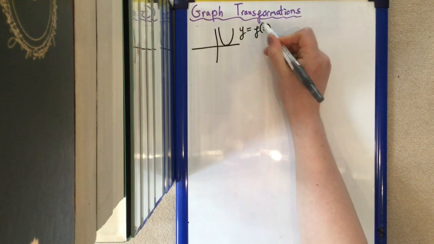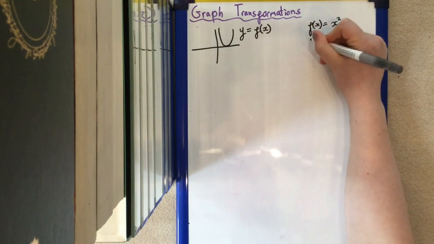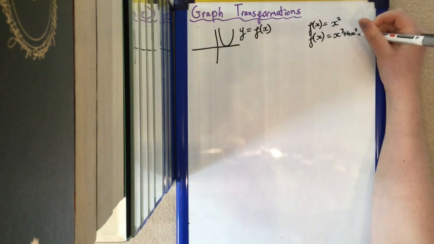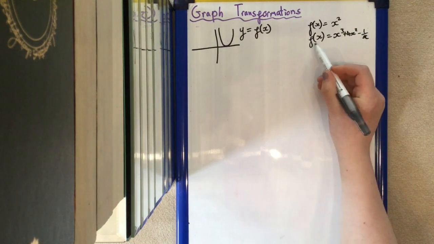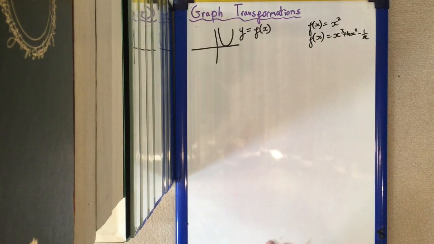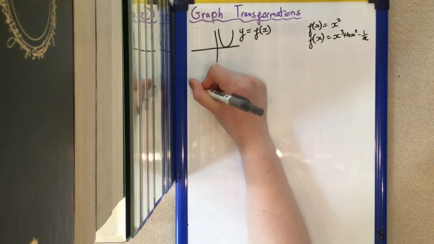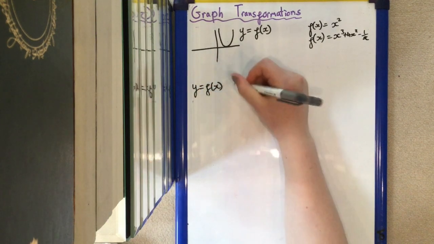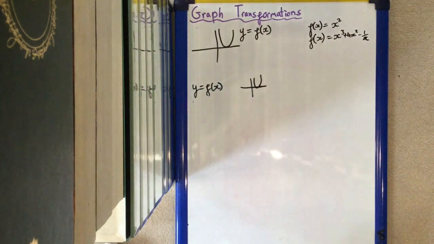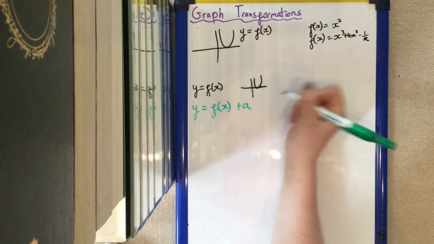Now this means any function of x, so f of x could equal something like x squared, or it could equal something like x cubed plus 4x squared minus 1 over x. Either way, f of x just refers to a function of x. To transform this graph, I will change this equation. In this first example, I'm going to take the graph y equals f of x, which is this graph, and change it. So I'm now looking at the graph y equals f of x plus a.